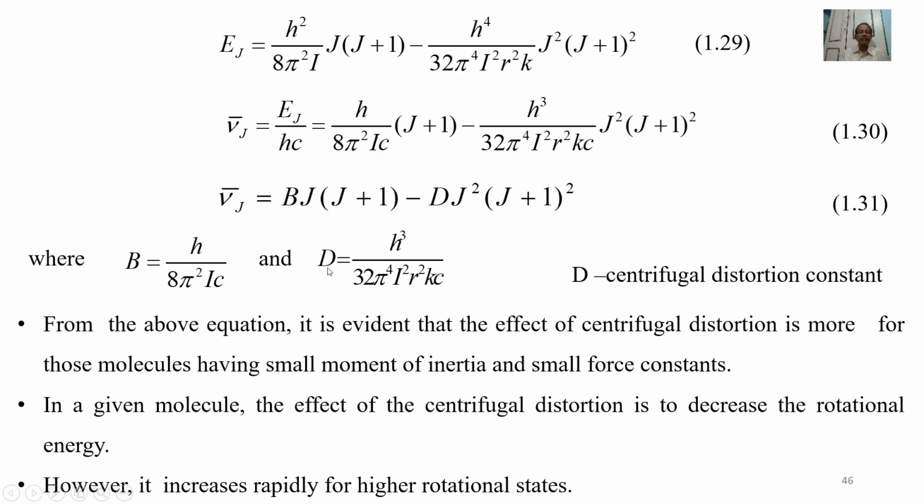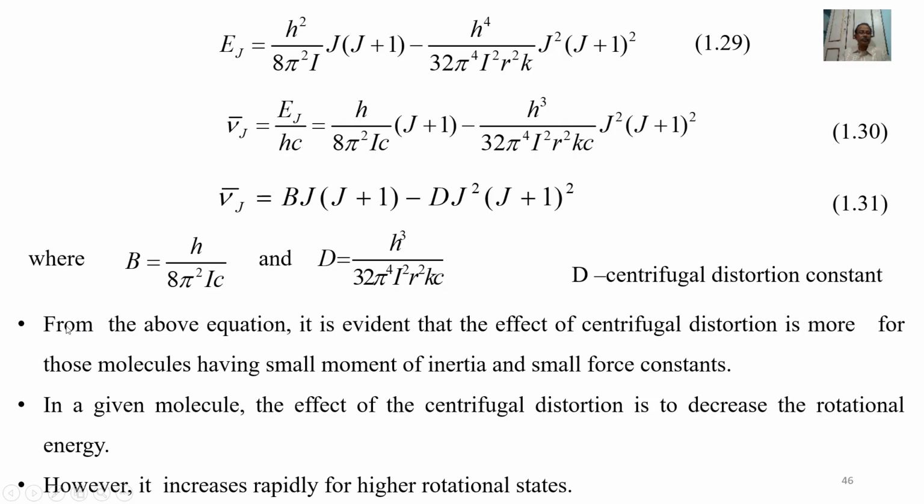D equals h cube divided by 32 pi to the power 4 I squared r squared Kc, and this equation 1.30 becomes 1.31. The new J bar, which is equal to BJ(J+1) minus DJ squared (J+1) squared, where we know that B is the rotational constant, J is the rotational quantum number, we know already, and D stands for the centrifugal distortion constant.